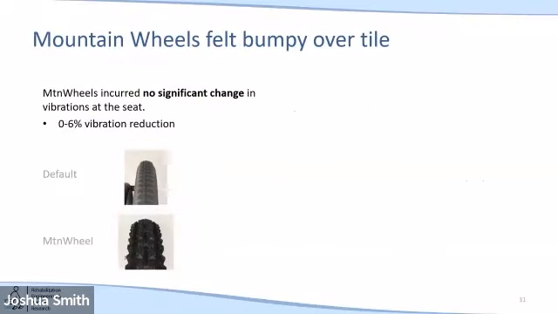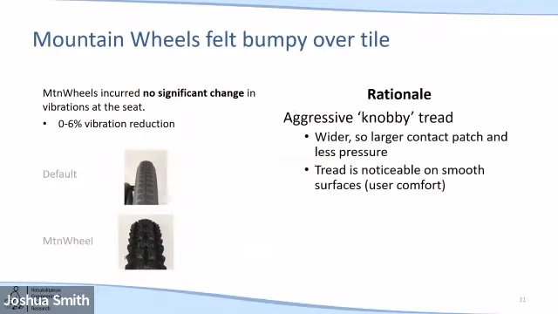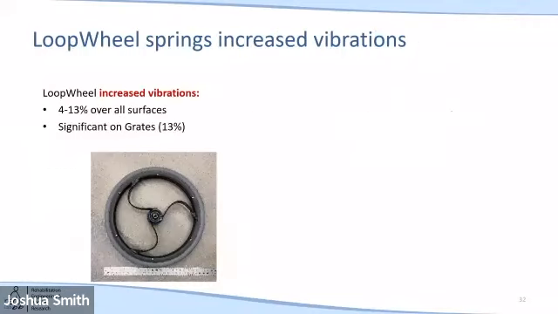And the mountain wheels, this one's hard to describe because at the seat, there's no significant change in the vibration, but the user perception is that it's a bumpy ride over things like tile. It smooths out completely fine when you're going over more aggressive surfaces: sidewalk, grates, bricks. But you feel that tread when you're traveling over tile, even though it doesn't increase that whole body vibration value that we see. So it's all about perception at that point.